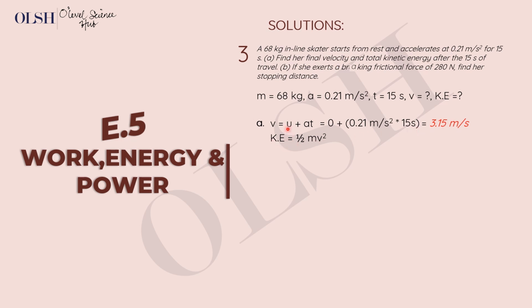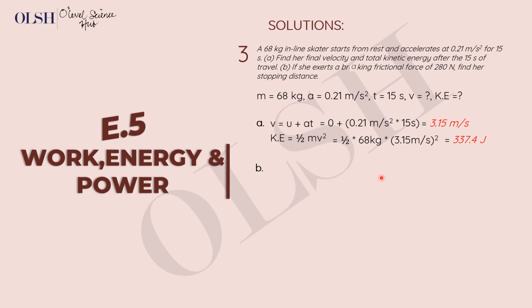And we are asked to find kinetic energy after 15 seconds. So it's only wise we use 3.15 as our final velocity there. So we have half times 68 kilograms times 3.15 squared, which gives us 337.4 joules. All right. So B: if she exerts a braking frictional force of 280 newtons, find her stopping distance.